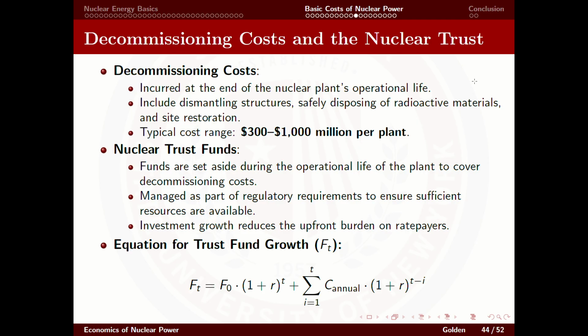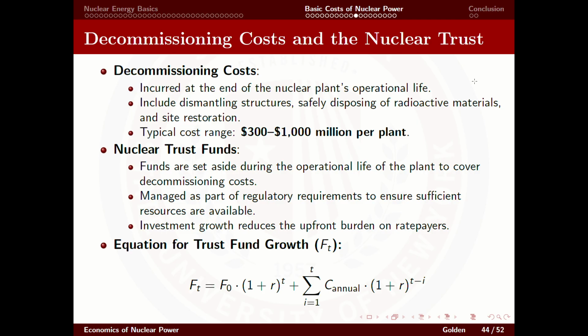And then the nuclear trust fund ensures that once you get to the end, you have enough money set aside to fund decommissioning. Funds are set aside during the operational life. Actually, you start setting aside funds, I believe, once you break ground, even before it's operational. And that's part of the regulatory requirements to ensure sufficient resources are available when you need to dispose of it. And then investment growth reduces the upfront burden on ratepayers.